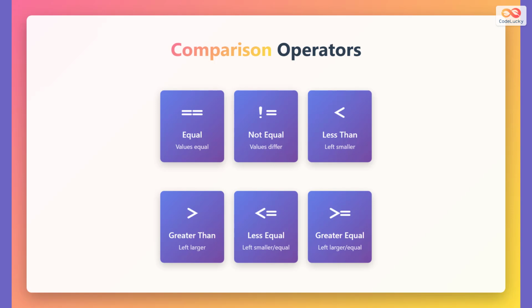The less than operator, represented by the less than symbol, checks if the left value is smaller than the right value. The greater than operator, represented by the greater than symbol, checks if the left value is larger than the right value. The less than or equal to operator, represented by the less than symbol followed by the equals symbol, checks if the left value is smaller than or equal to the right value. Finally, the greater than or equal to operator, represented by the greater than symbol followed by the equals symbol, checks if the left value is larger than or equal to the right value.